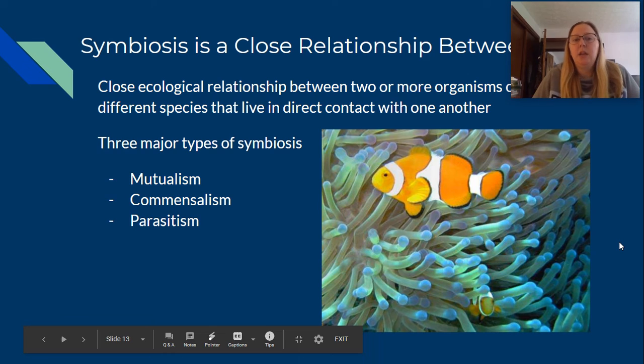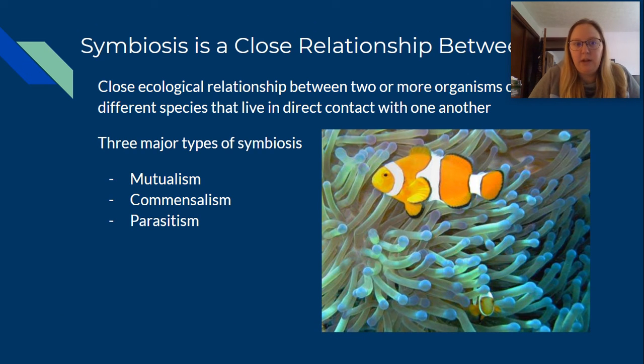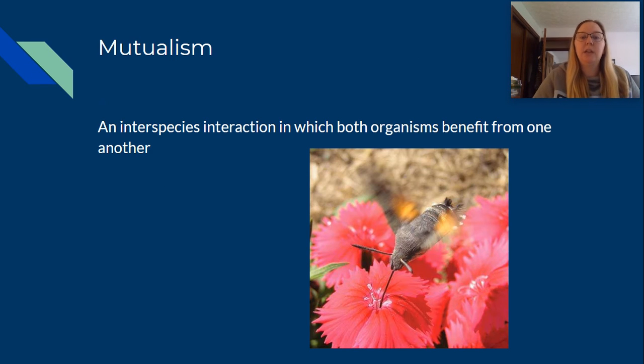Symbiosis is when organisms have the ability to live in close contact with one another. The close ecological relationship between two or more organisms affects different species that live in direct contact with one another. There are three types of symbiosis. We have mutualism, commensalism, and parasitism. The number one example of symbiosis that people think of is the clownfish and the sea anemone. They live and benefit because of each other.